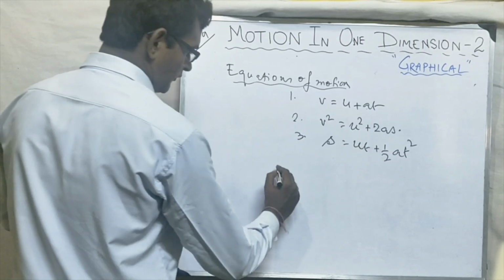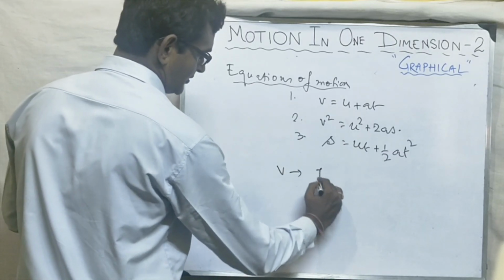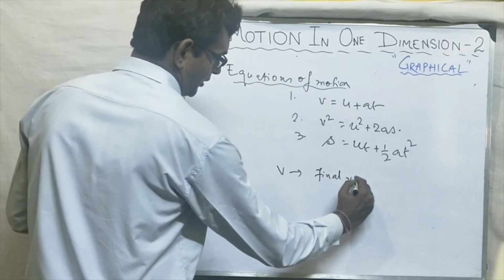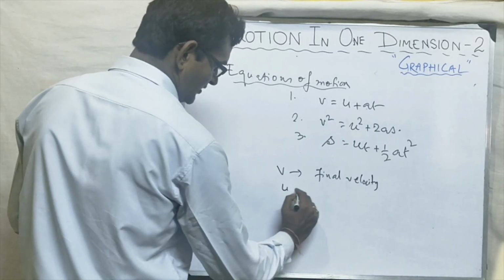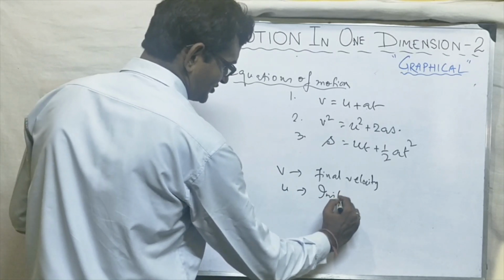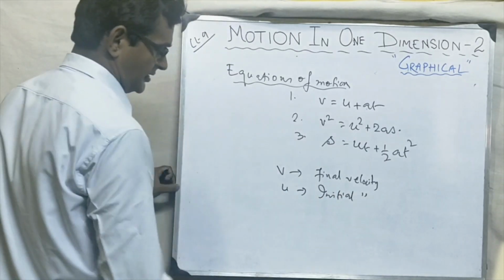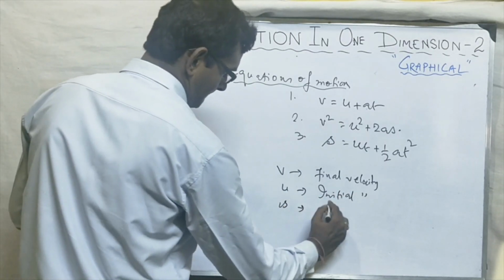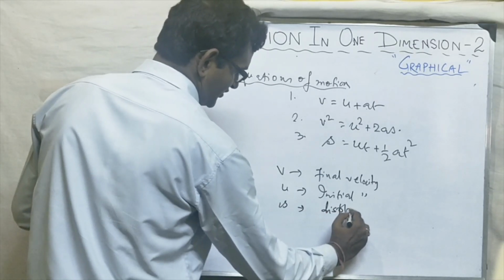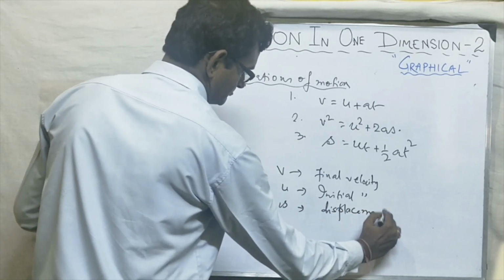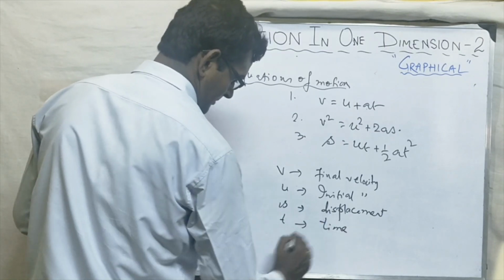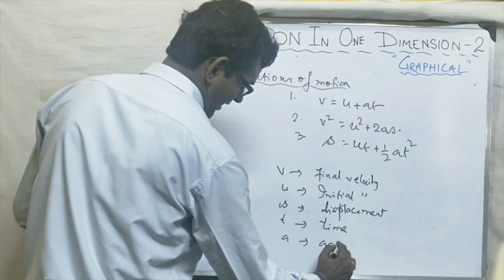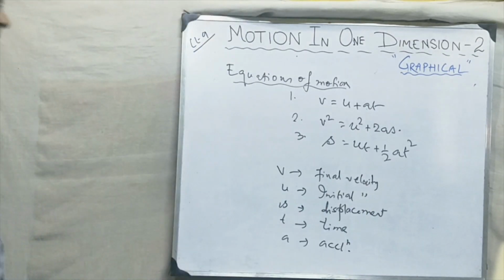Now what is the meaning? What is V? V means final velocity. U means initial, starting velocity. S means displacement. T means time. A means acceleration. So these are the meanings.